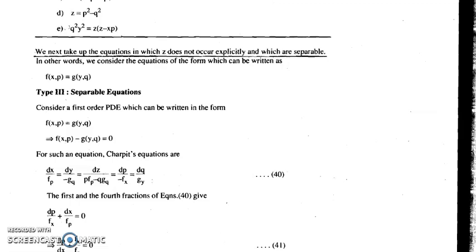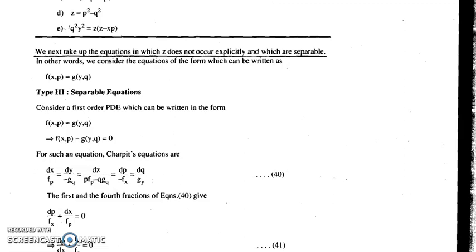Good morning, dear students. In yesterday's class, we were seeing some standard forms of the Charpit equation, the equations that can be solved easily using Charpit's method. The first type was the equation of the form f of p, q equal to 0, and the second type was the equation of the form f of p, q, z equal to 0.